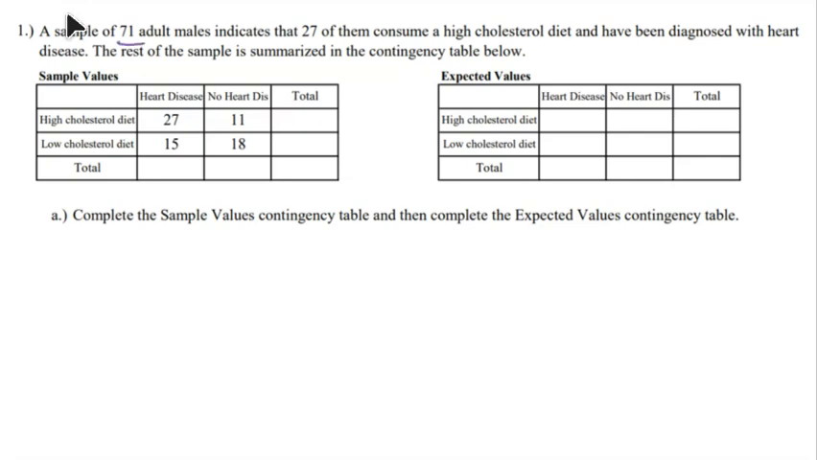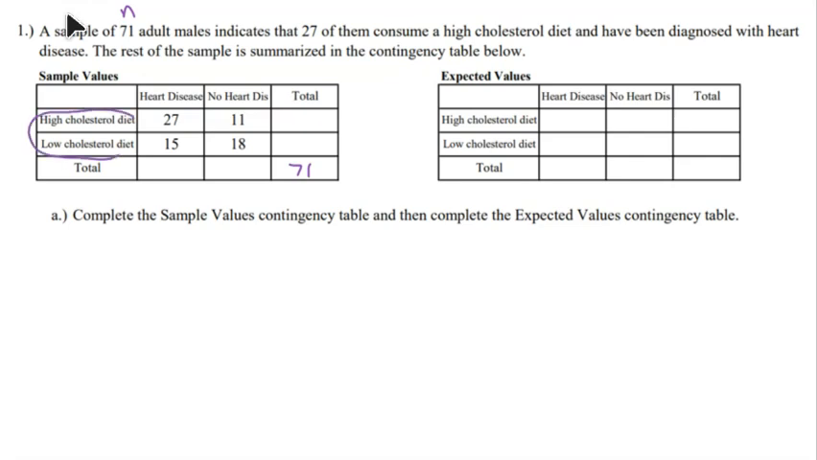We have a sample of 71 adult males. That means that N is 71. That means the number that goes down here is ultimately going to be 71. Okay, 71 adult males indicates that 27 of them consume a high cholesterol diet. So here's high cholesterol diet, and also have been diagnosed with heart disease. Okay, so two categories. We have high cholesterol diet or low cholesterol diet. Those are our two categories on one variable.